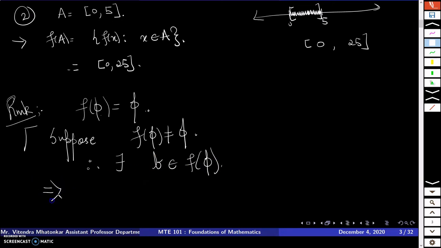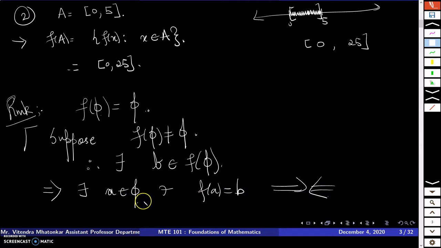So this implies there exists a point A in the empty set such that f of A is equal to B. That's not possible because I'm getting a point in the empty set, and there are no points in the empty set, right? So our assumption that the image of an empty set is non-empty is false, and hence we conclude that the image of an empty set is always empty. All right.